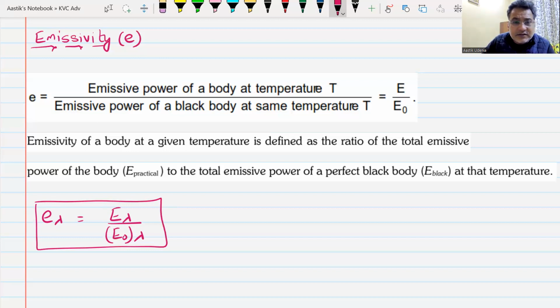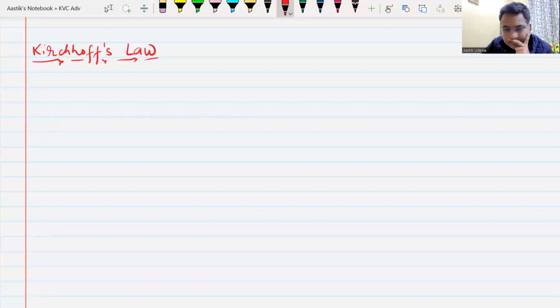I'll give you 2 minutes to note this down. The next heading that we are going to write is Kirchhoff's law. And what is this Kirchhoff's law?